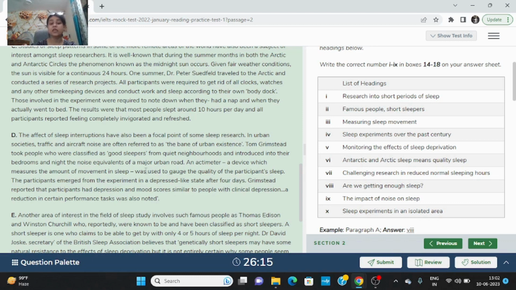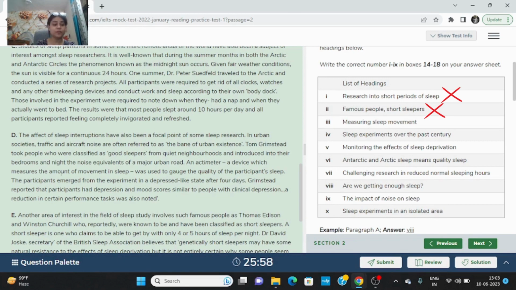Now basically we have studied about the movement in sleep, noise, aircrafts. Okay, we'll see. Research into short periods of sleep? No. Famous people, short sleepers? No. Measuring sleep movement?